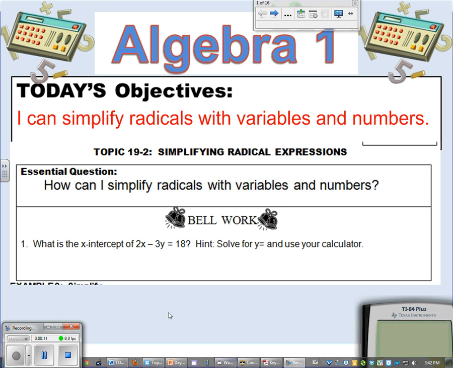Our bell work today is a review of linear equations. It's asking what is the x-intercept of 2x minus 3y equals 18? Your hint is to solve for y equals and then use your calculator.